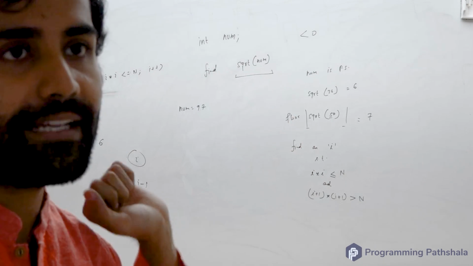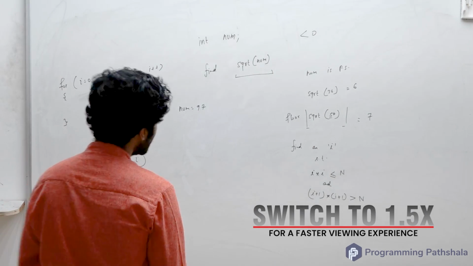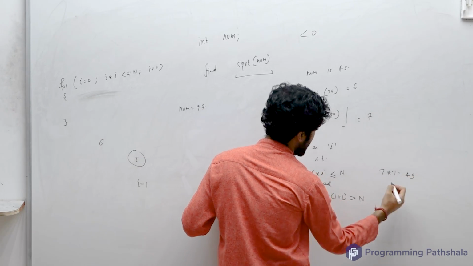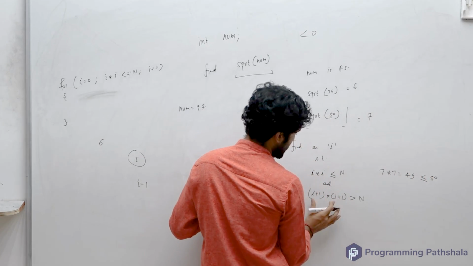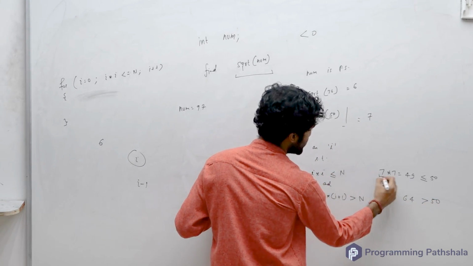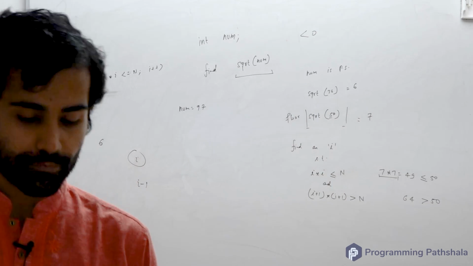Let's say you had 50. For 50 you got 7. Why 7? Because 7 into 7 is 49, which is smaller than or equal to 50. But 8 into 8, which is 64, is definitely greater than 50. So in this case your answer should be 7. This is what I technically want to find.